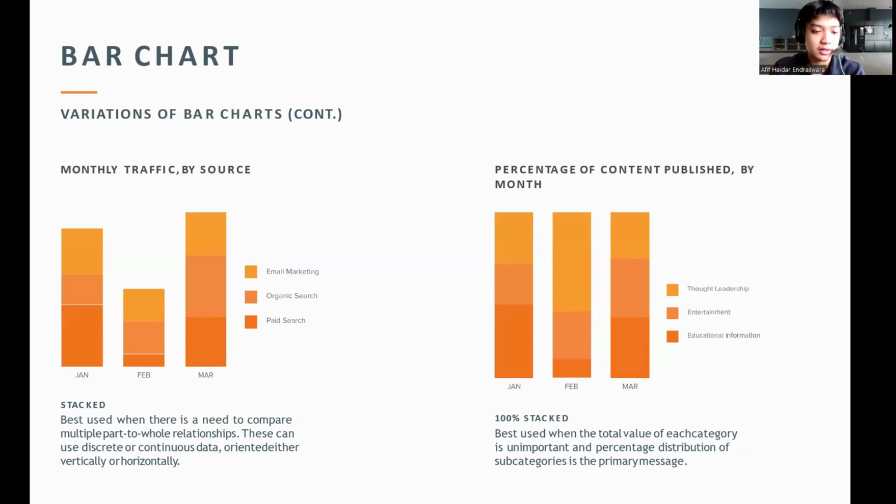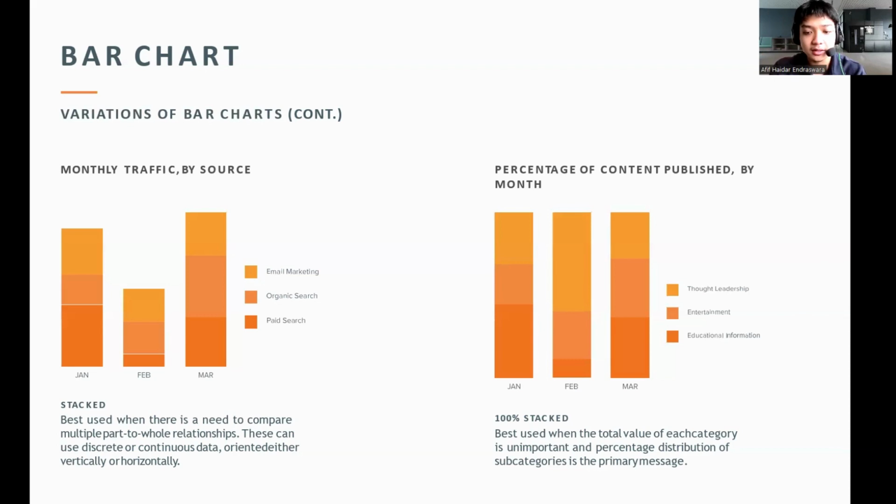And this is best used when there is a need to compare multiple parts to whole relationships. This can use discrete or continuous data, and can be oriented either vertically or horizontally.